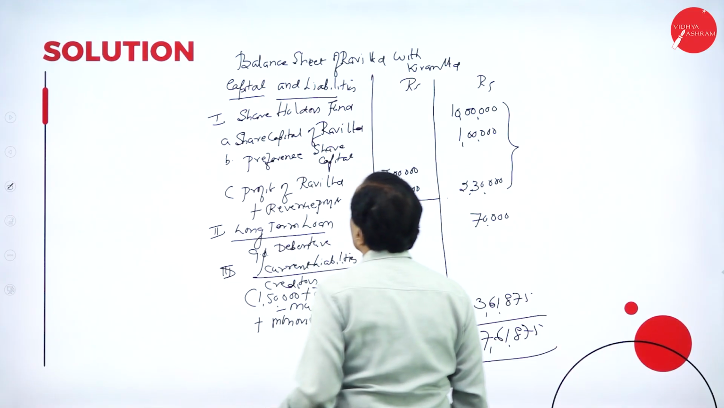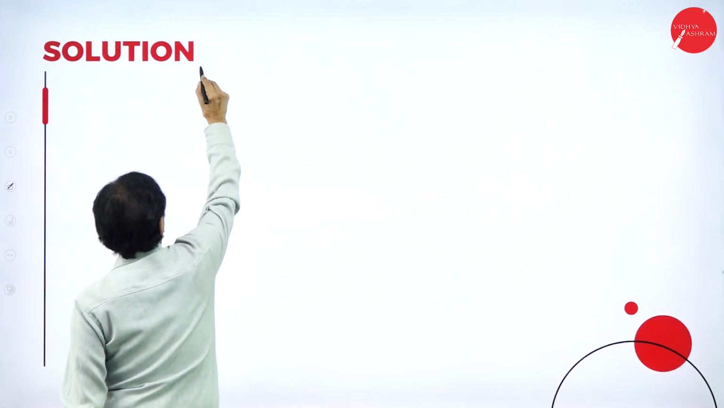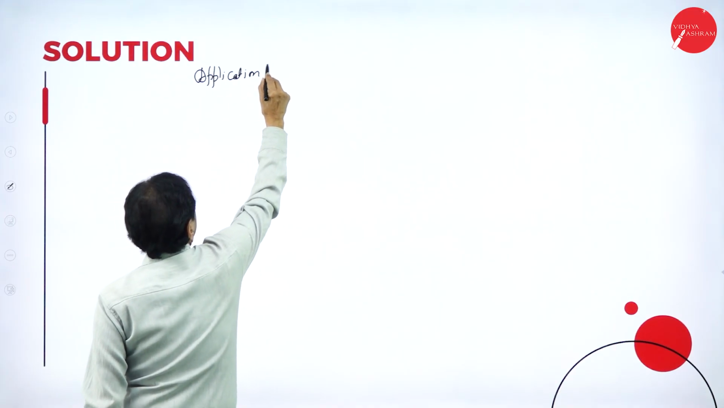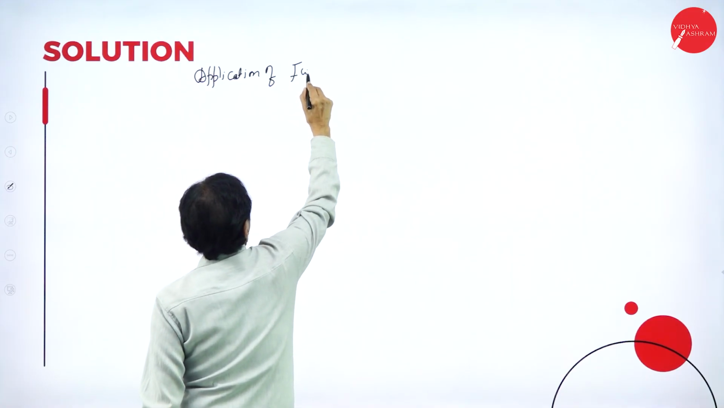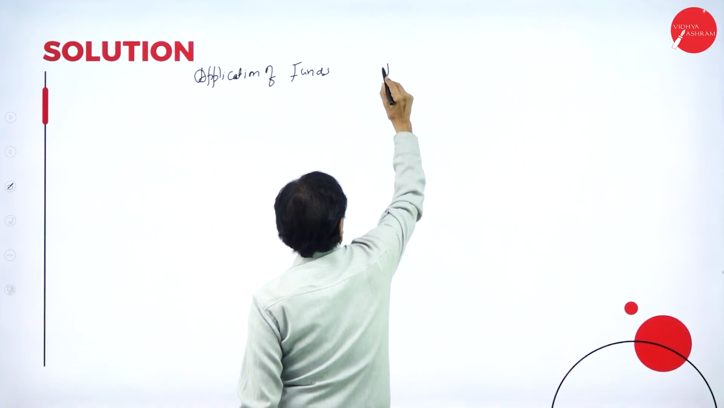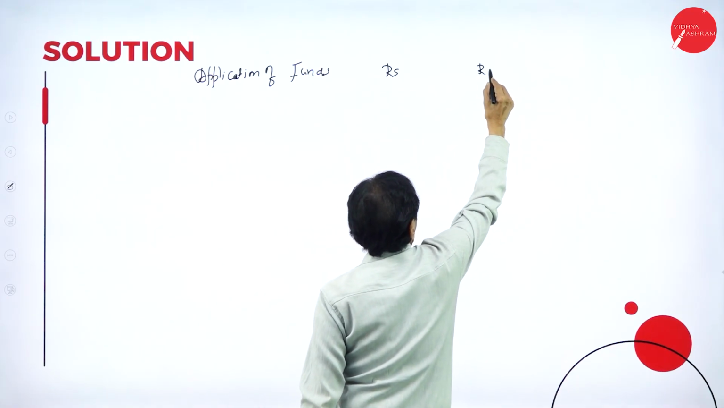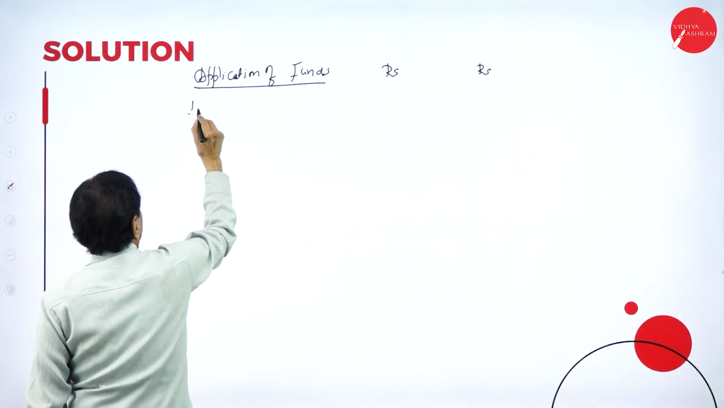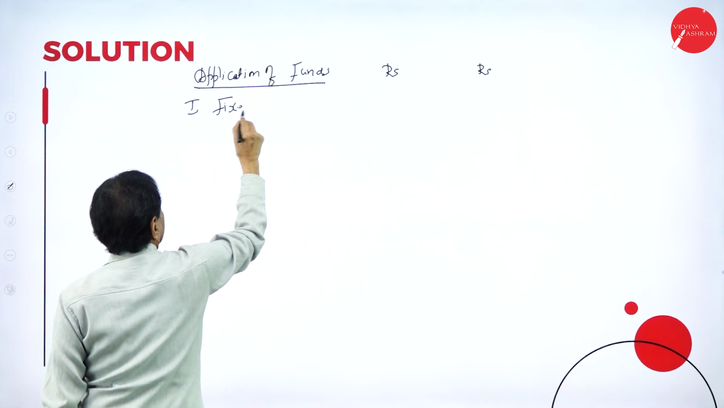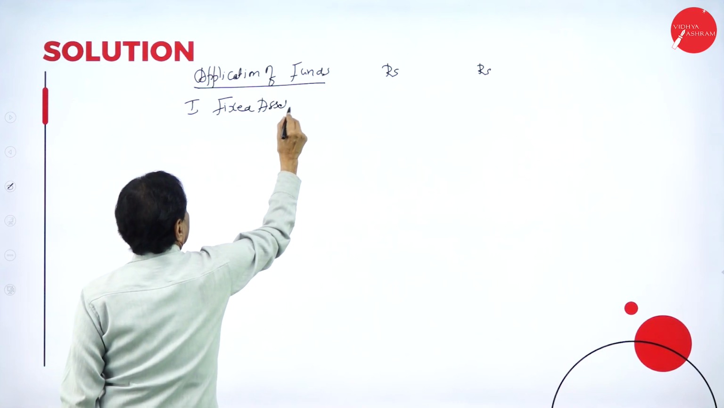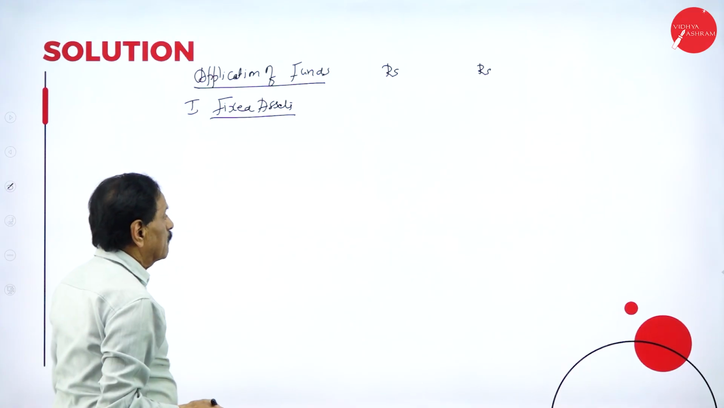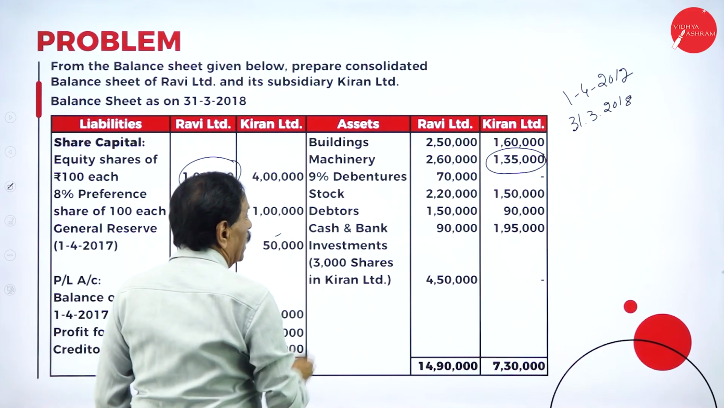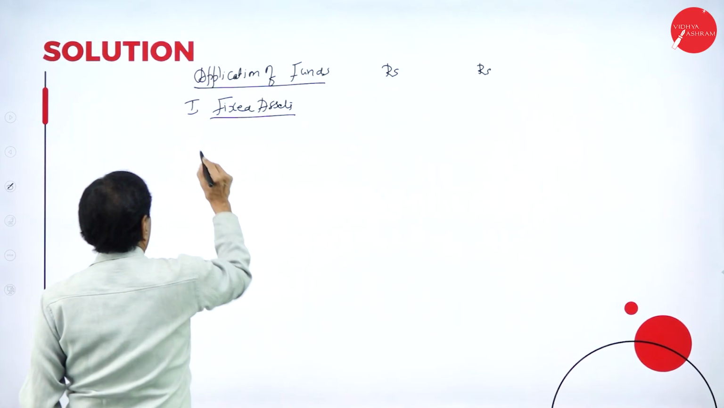Now, application of funds. Number 1, fixed assets. Come back here. Which are the fixed assets? First one, building, 2,50,000 plus 1,60,000. Building.